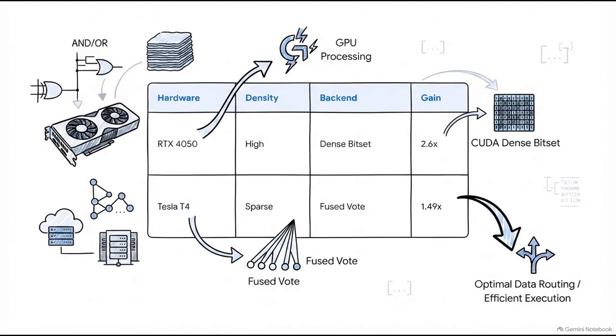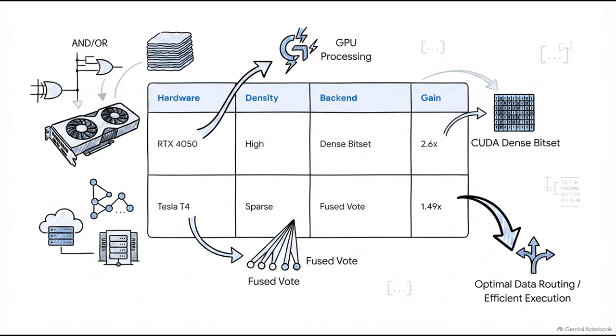But what happens when we move things over to the GPU? Well, the data reveals some exact crossover points where CUDA acceleration really takes the lead. Take a consumer RTX 4050 handling high-density rule sets. Handing that off to the CUDA dense bitset backend resulted in a 2 to 2.6 times performance gain over the prior best.